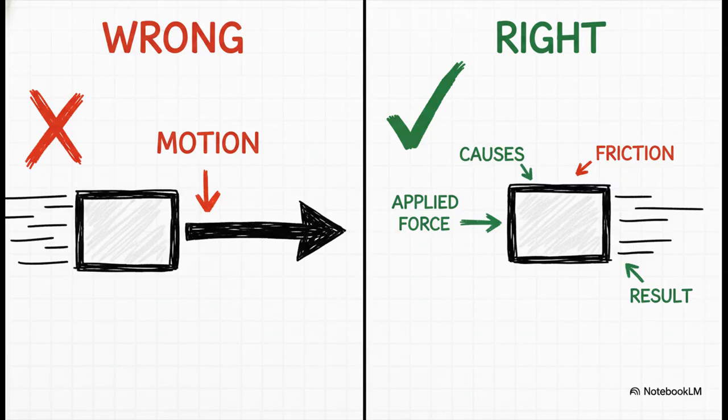Okay, this next one is a huge conceptual trap. A student sees an object is moving to the right, so they draw an arrow pointing right and label it motion. But motion isn't a force. Velocity isn't a force. Motion is the result of the forces. Drawing a motion arrow is a guaranteed way to lose marks.